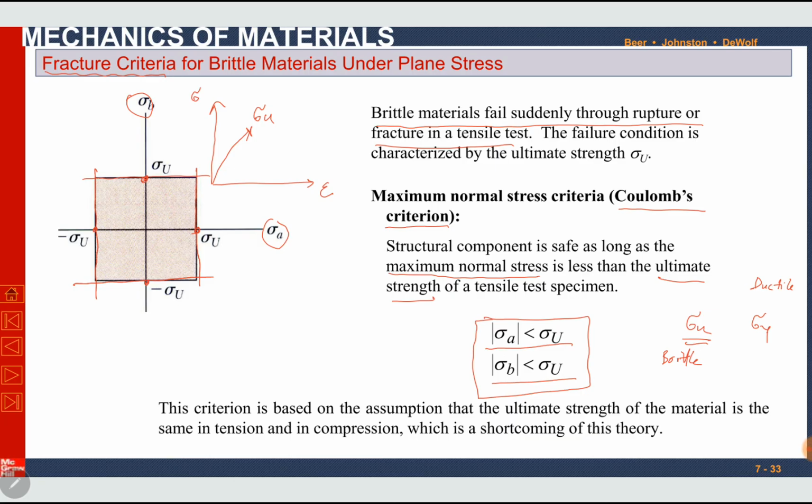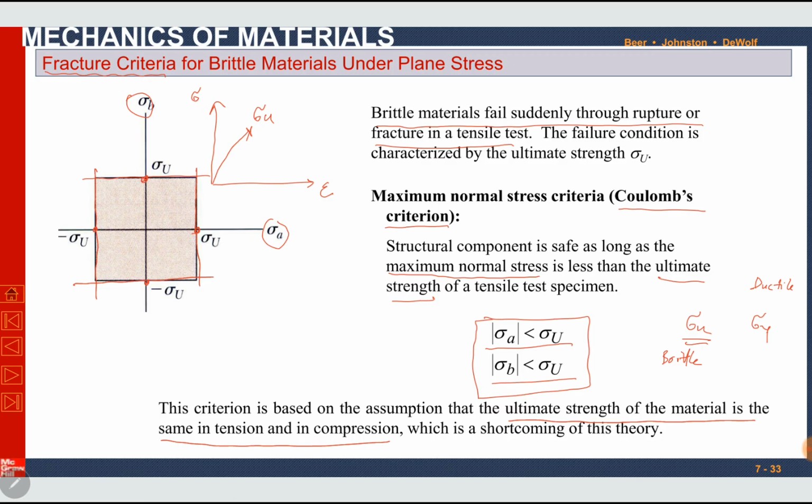Okay, now there is a drawback of this criteria, because they have considered sigma U in this criteria. They have not differentiated between tensile or compressive values. This criteria is based on the assumption that the ultimate strength of a material is the same in tension and compression, which is not actually the case.